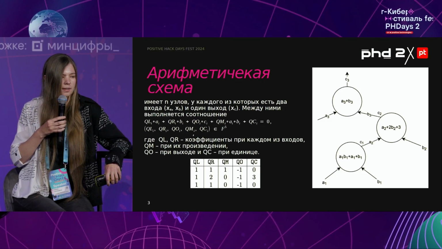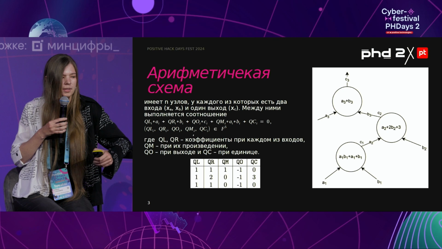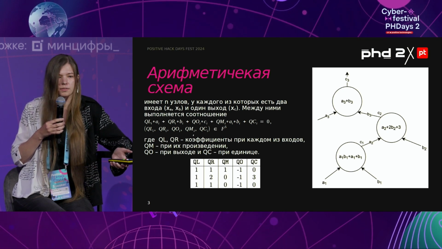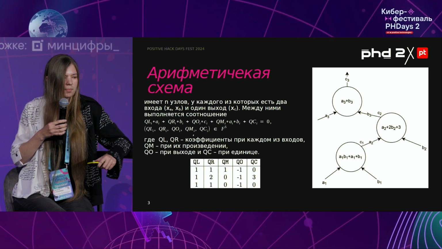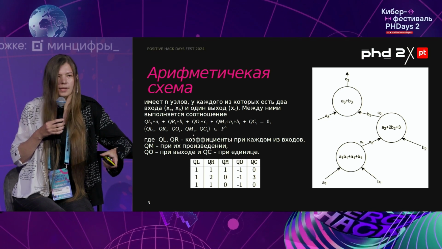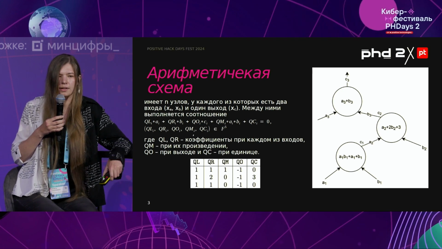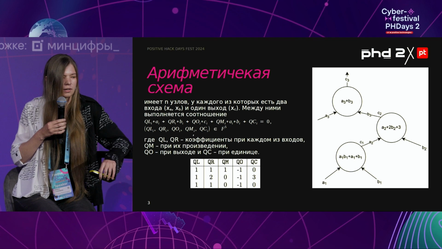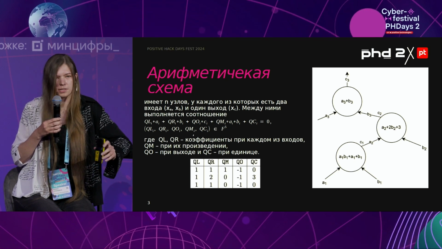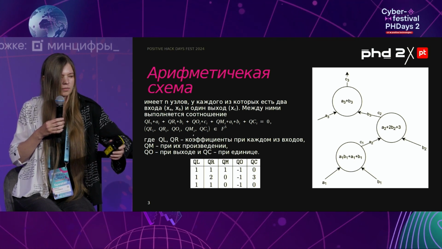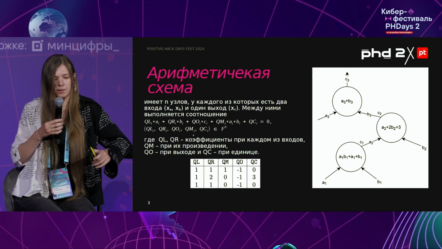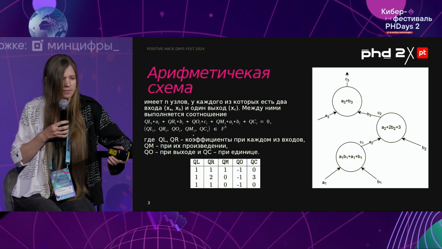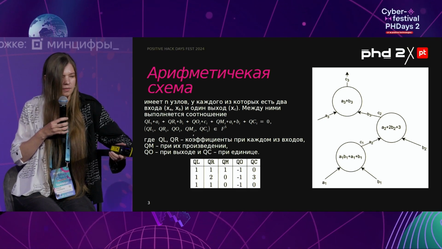This program works as an arithmetic scheme which has n nodes. Each of the nodes has two inputs and one output. Between them, a certain ratio is performed, expressed by this formula. QL and QR are coefficients with the input left and input right. QM is the median. QO is the coefficient on the output, and QC is the coefficient with 1.